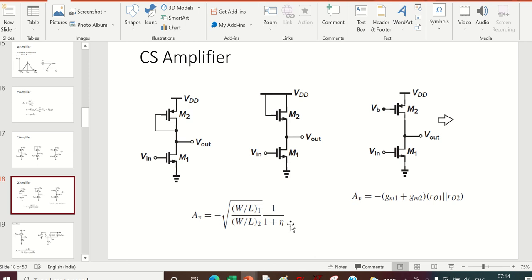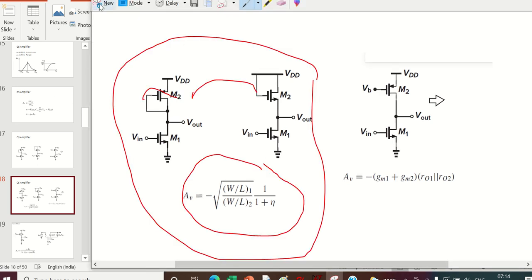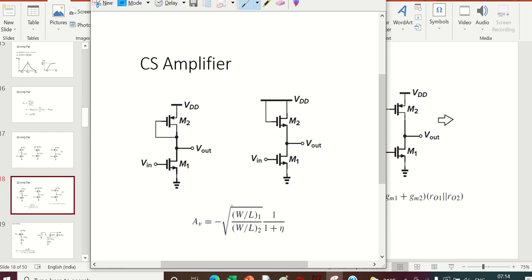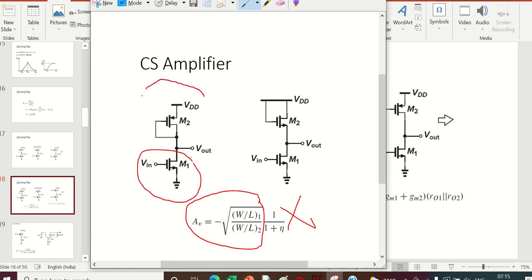AV is given by this ratio here, simply this ratio. This term is negligible. So these two transistors have this simple basic formula, the W by L ratio of this one by this one. It says that this transistor should have a higher W by L ratio, and this transistor should have a lower W by L ratio. Then you will start getting amplification.